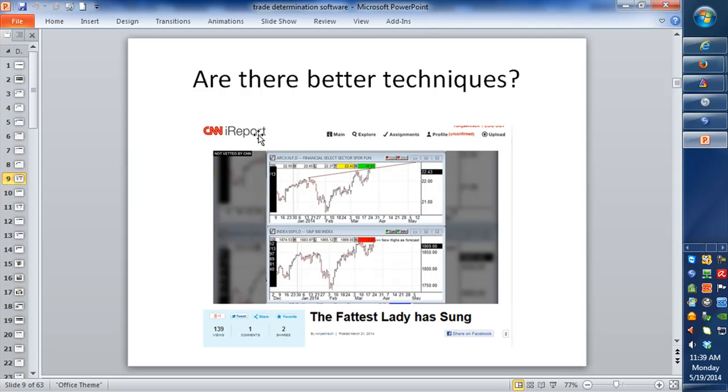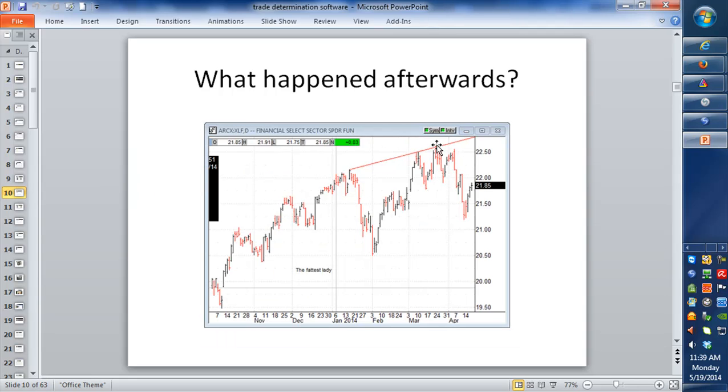Now this was posted on CNN. They're not going to lie for me. If I put it up there, I put it up there and we see what happens. So let's see what happens. Boom. This was the line. Here's how nicely it dropped.